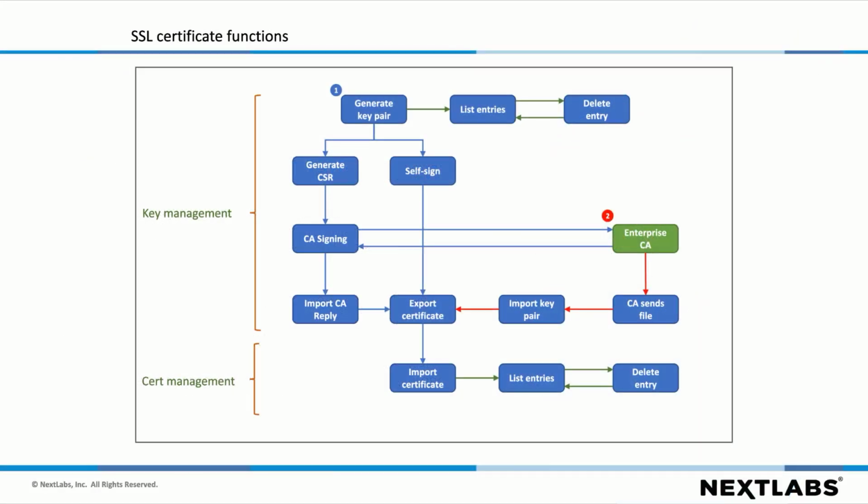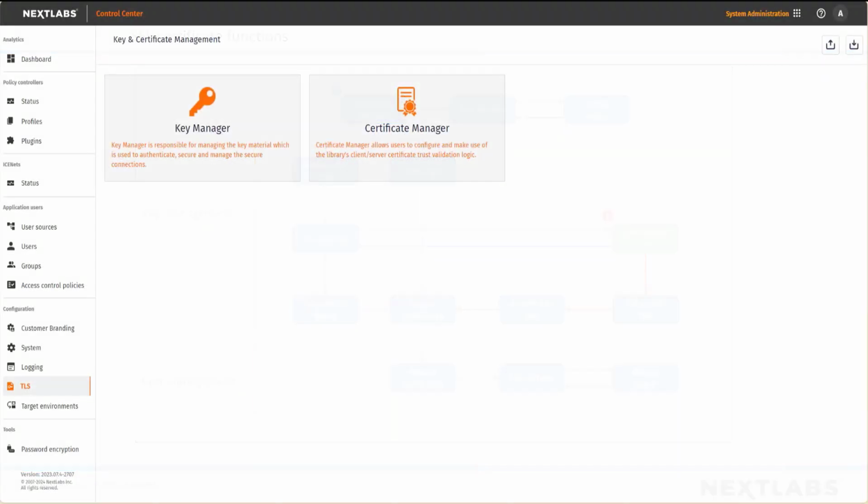There are two ways to import certificates into CloudAz. In this video, I will only be going over one of the two methods. The first method is to generate a certificate signing request, get your certificate authority of choice to sign it, import your certificate authority reply, export the certificate, and import it to the certificate management. Before we start, you must have an account with TLS access under the configurations.